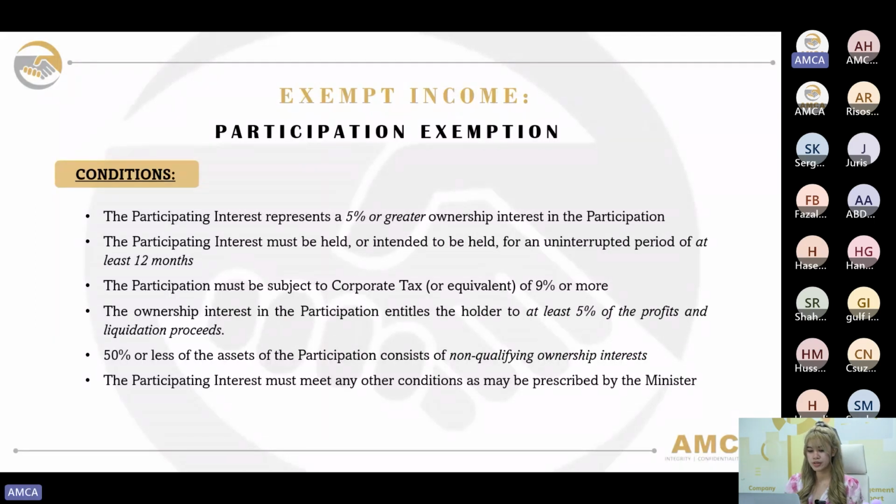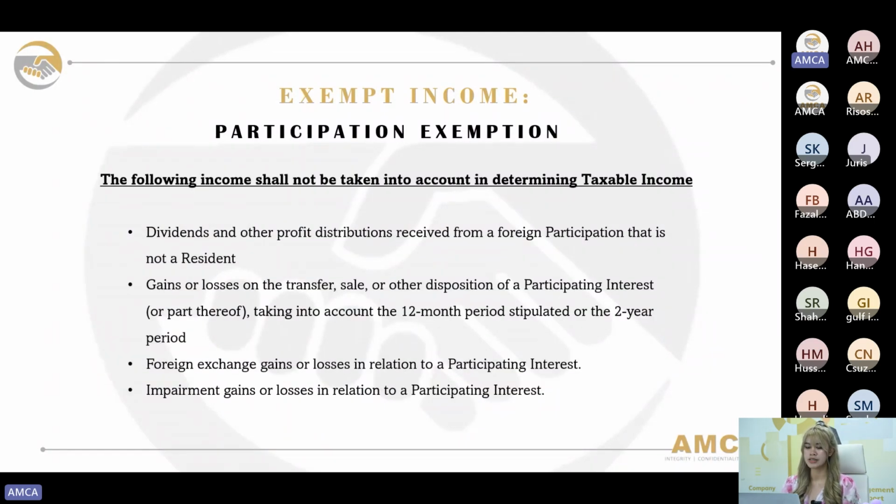The fifth condition that they have specified is that 50% or less of the assets of the participation consist of non-qualifying interest. Failure to meet this condition will deem the participation a passive or portfolio investment that does not qualify for the participation exemption. Aside from that, the participating interest must meet any other conditions as may be prescribed by the minister. Under the participation exemption, the following income shall not be taken into account in determining the taxable income.